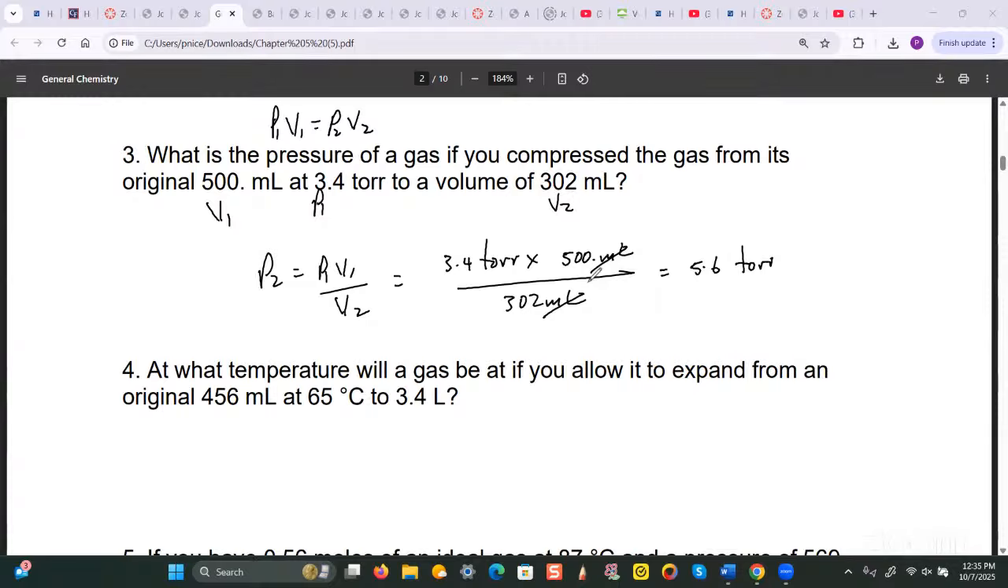I don't remember if I told you this. Whenever it comes to using Boyle's law, it doesn't matter what the pressure units are, and it doesn't matter what the volume units are, as long as they're the same on both sides, right? So the units for P1 and P2 have to be the same. Units for V1 and V2 have to be the same. All right. Any questions about this one?